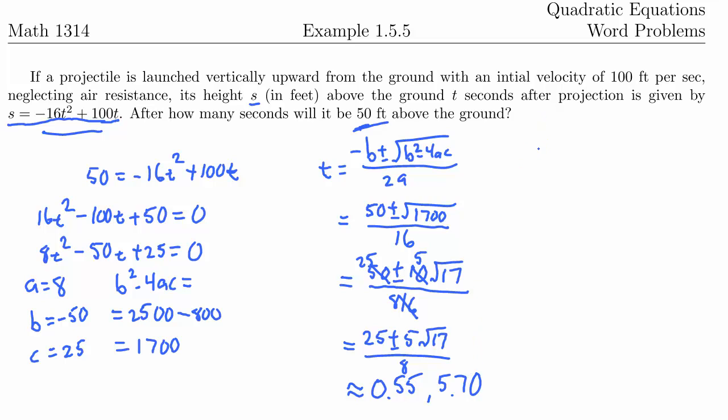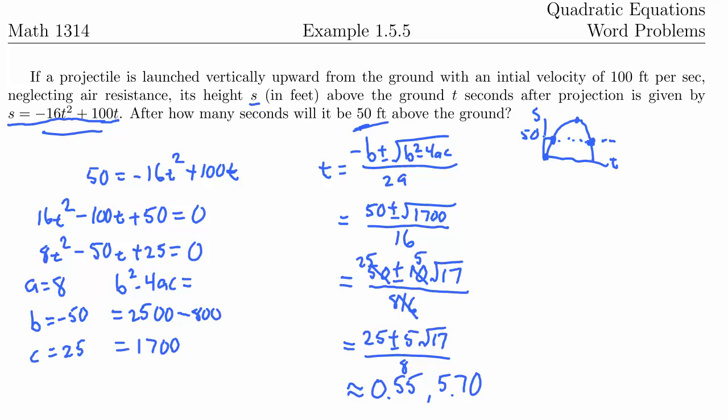Now, this makes sense because if you're launching something, the height can look like this. This is the time t, this is the height s. It's going to start at the origin, and as it's going up, it's going to keep going up until it reaches zero velocity, and then it's going to start coming back down. What it's wanting to know is, when does this cross at 50 feet? Notice that it's going to cross that at two different places. That's good because we got two real solutions.